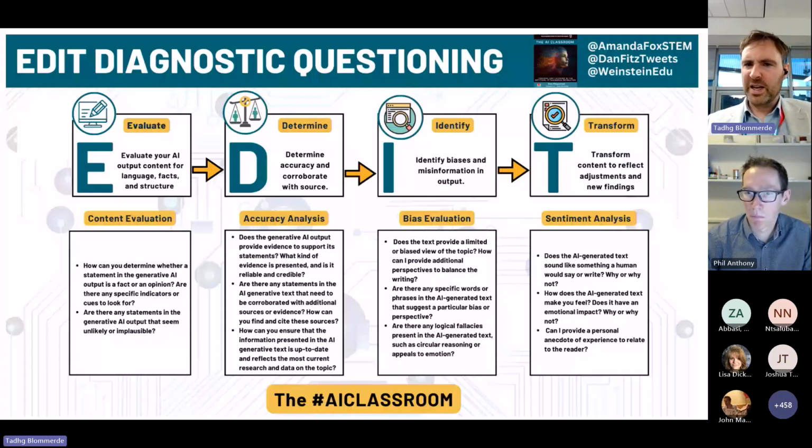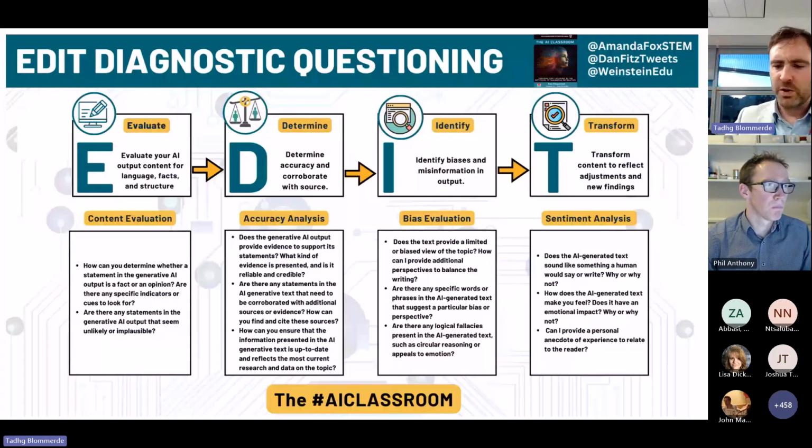I, for identify: is the tone leading? Are there biases? Well, of course there are biases. Gen AI is trained on very large amounts of data. There are biases in that data. Gen AI is a statistical probability model that gives you a likely output based on your prompt. Those biases are going to come through into your output.